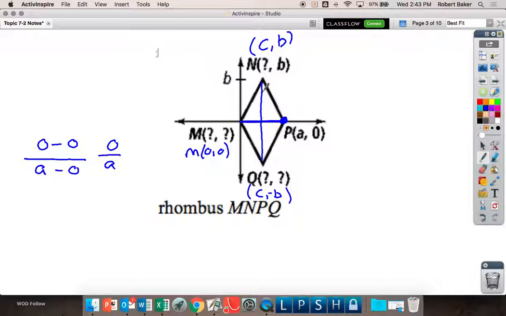y2 minus y1, negative b minus b, over x2 minus x1, that is c minus c. That becomes negative 2b over 0. Is a 0 slope and an undefined slope perpendicular? Doesn't matter what you use as long as it makes arithmetic sense. This is where it's going. Draw the shape, label the vertices with letters, then mathematically apply quadrilateral properties.